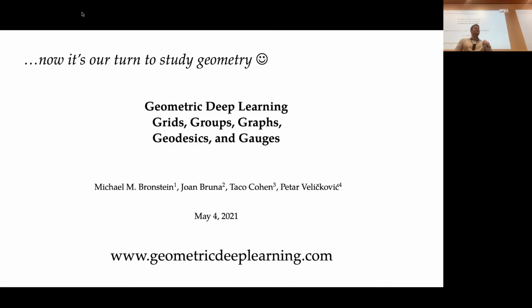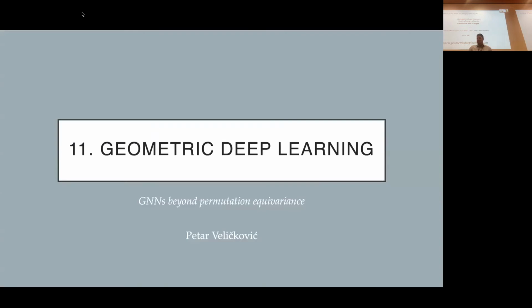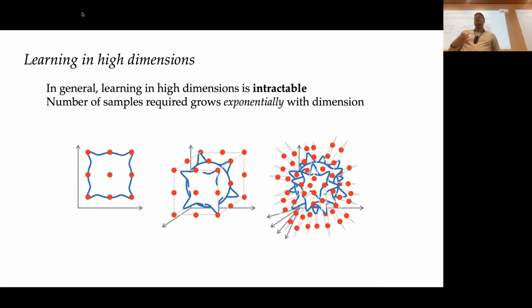So now it's our turn to study geometry and to try to unify all of this. And together, as I said, with Michael, Joan, and Taco, we are working very actively on this. Next year, there will hopefully be a book published on this topic. If you're interested, we already have a 150-page version that's public on geometricdeeplearning.com. Okay, so geometric deep learning, GNNs beyond permutation equivariance. I'm going to do a very quick glance over the main concepts in the area, and I can jump straight into some material you haven't seen already.